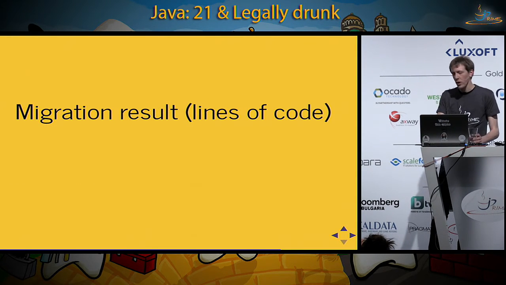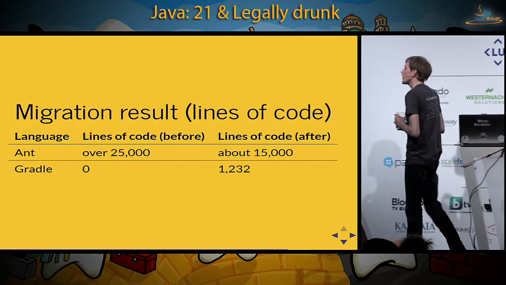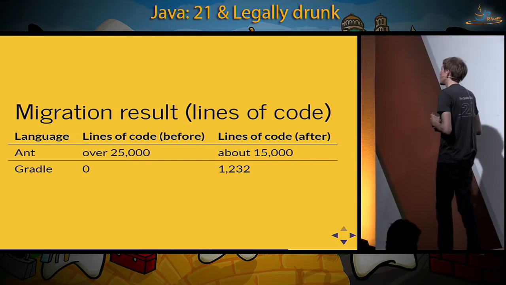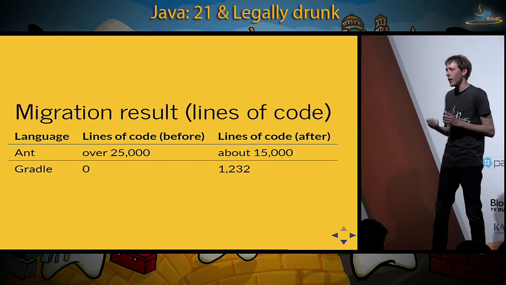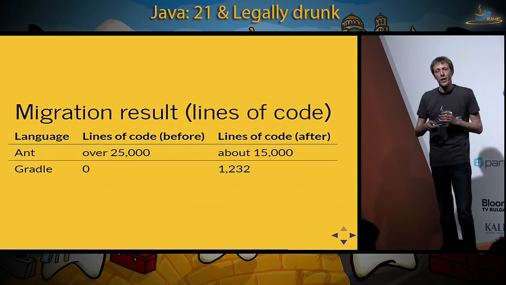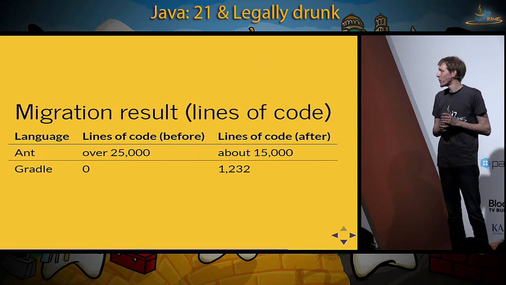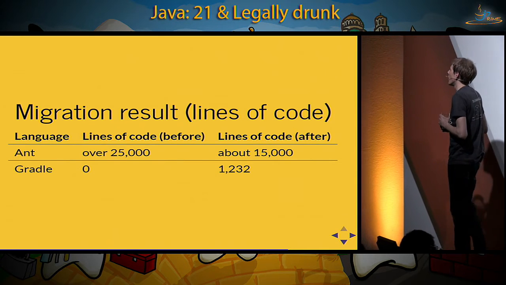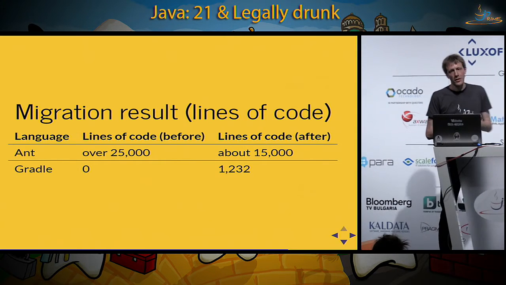So the hard numbers, what are the results? Well, I guess we replaced just over 10,000 lines at the end. And this was the part that really was used on a daily basis, the part that really slowed us down, and the part that, well, we can't say it's slowing us down anymore, because now it has been transformed into 1,232 lines of Gradle code. So verbosity has gone down quite a lot.